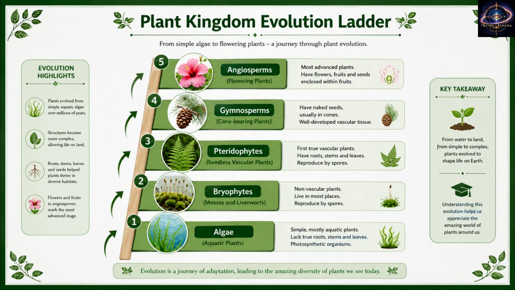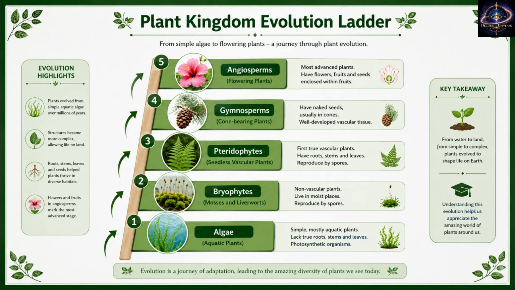Easy memory trick to remember plant groups in order. ABPGA. A, Algae. B, Bryophytes. P, Pteridophytes. G, Gymnosperms. A, Angiosperms. Memory sentence: A brave plant grows again.